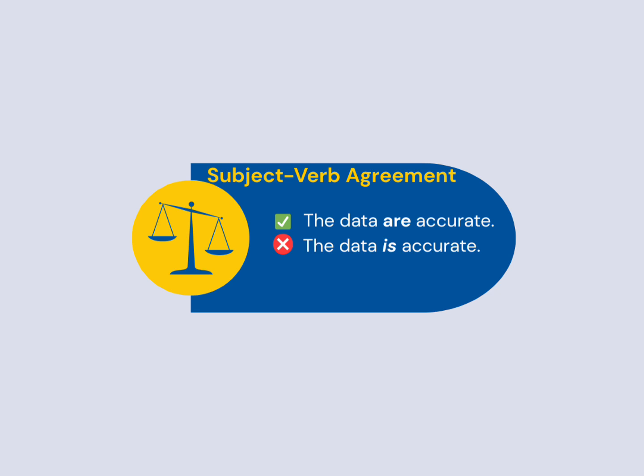Subject-verb agreement. Subject-verb agreement simply means the subject and verb must match in number. If your subject is singular, your verb should be singular too. If your subject is plural, your verb should be plural. For example, "the data are accurate" is correct because data is a plural noun, even though it sounds singular. Always identify your subject first, then double check your verb.